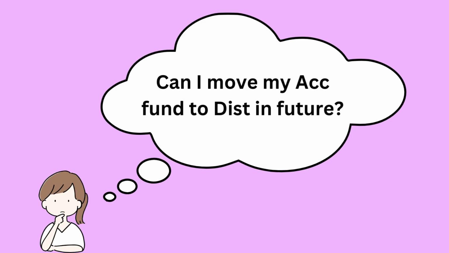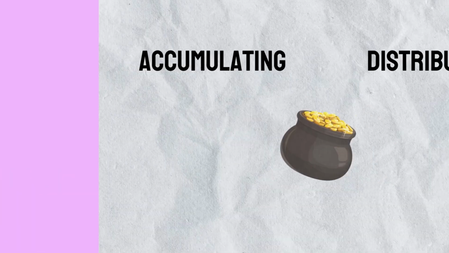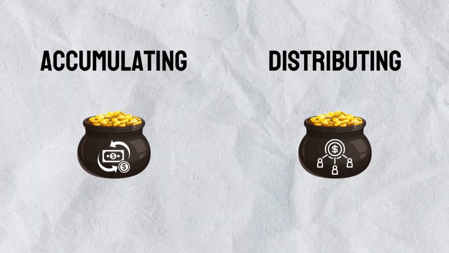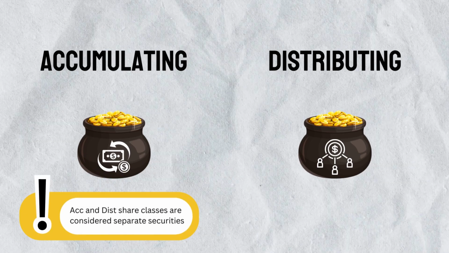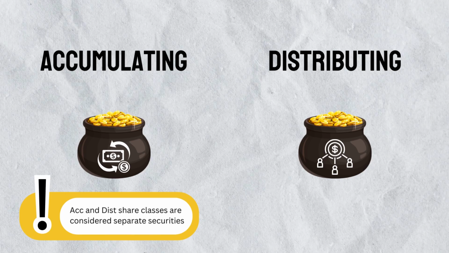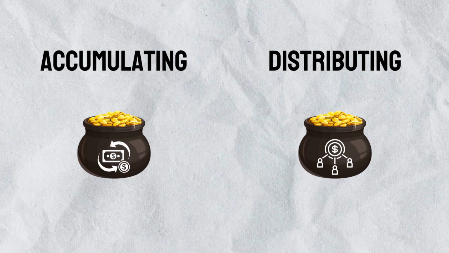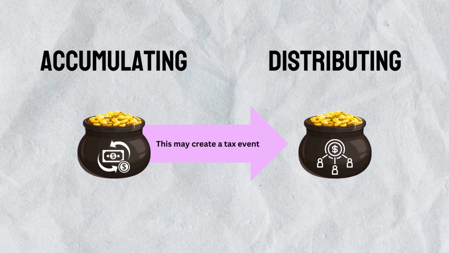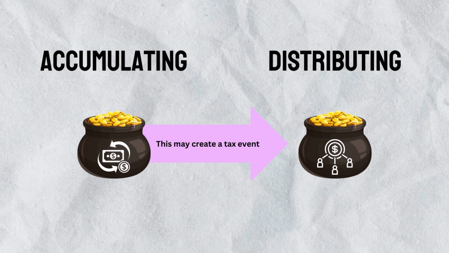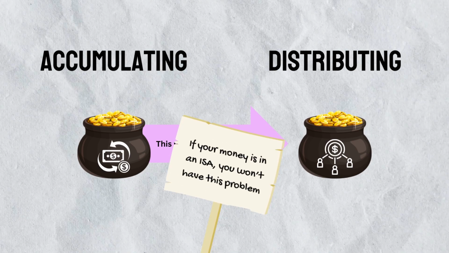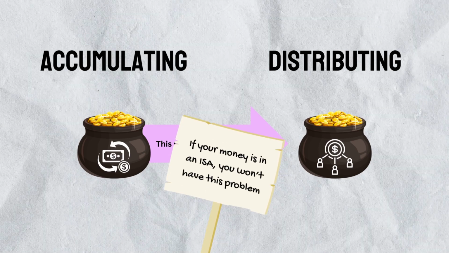Although they might be part of the same fund, distributing and accumulating share classes are still considered different securities. And this means selling your investments in an accumulating share class and rebuying the distributing version will create a tax event and potential capital gains tax to pay. Of course, if all your investment is in a tax shelter like an ISA, this problem goes away, but it's just something to be aware of.